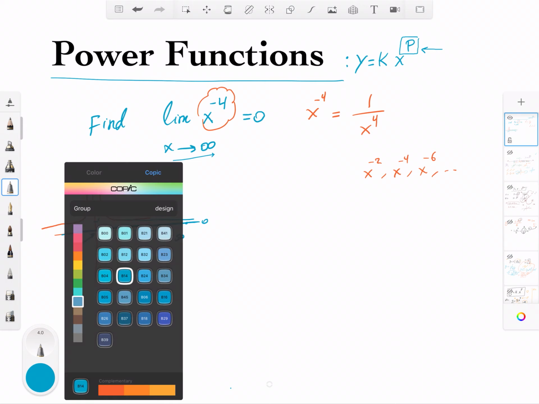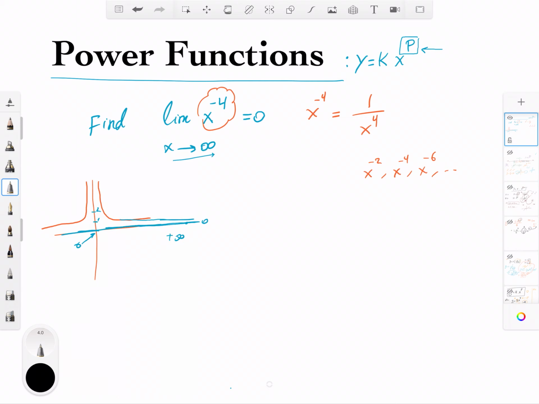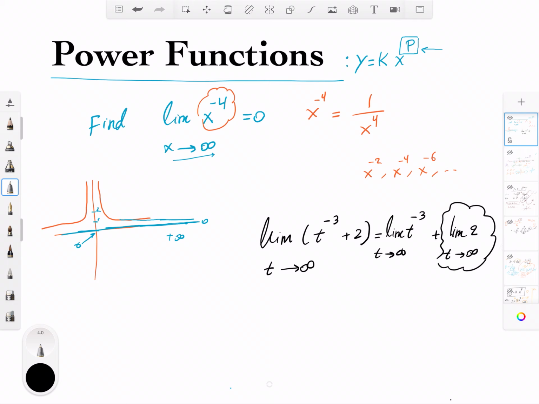Another exercise, same as limit. What is the limit of t to the power negative 3 plus 2 as t approaches infinity? So for a question like this, we need to break this one down to the limit of t to the power of negative 3 plus the limit of 2, as t approaches infinity. So for this one, the answer will be 2.